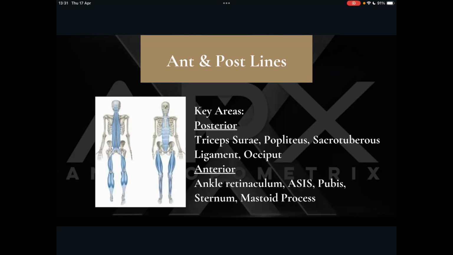Anteriorly, so the front one, we have the front of the ankle, so the ankle retinaculum, your ASIS, your pubis, sternum, mastoid process. For those of you going, fantastic, what does it mean? It just means work these areas. So train your calves for your feet to be able to rotate. Train your knee to be able to rotate. Knee rotation is so overlooked and so important. Sacrotuberous ligament is where we want stuff that's going to be able to train the deep hip rotators. Occiput just means neck.